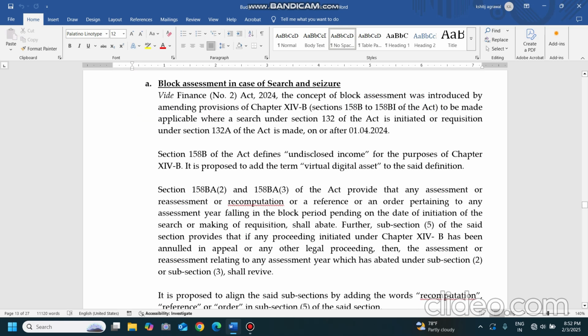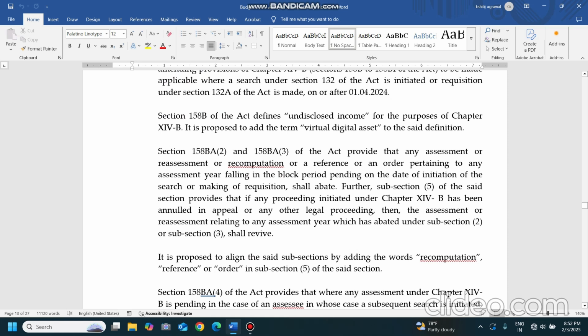Now coming to the further changes made in these sections. Section 158B defines undisclosed income. It will also include virtual digital asset. Now it doesn't mean that a virtual digital asset, if it is disclosed in the ITR, will be considered as undisclosed income. If any virtual digital asset income is there and it is not disclosed in the ITR of the person, then it is undisclosed virtual digital asset income. This will be included in the undisclosed income now. This is just a clarification of this definition.